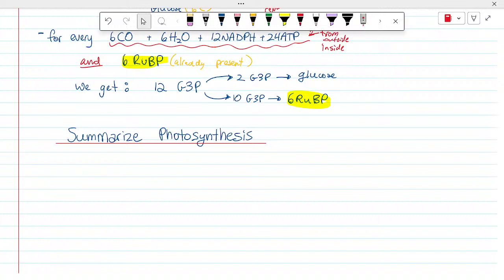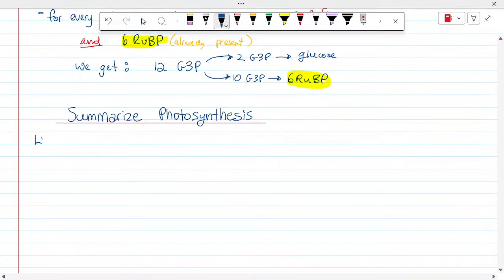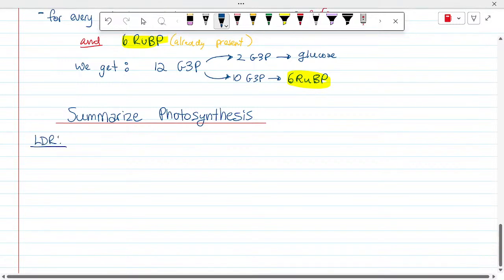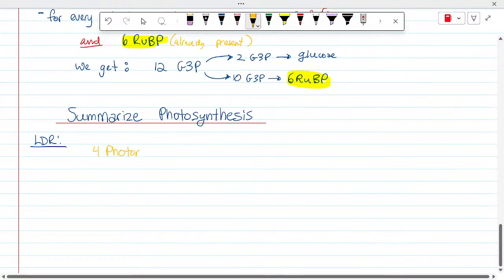Okay, so let's take a look at this. We have the light-dependent reactions, right? And in the light-dependent reactions, what do we get? Well, we require photons, right? We require photons of energy. And for every 4 photons, LDR is the light-dependent reaction. That's right, yep.